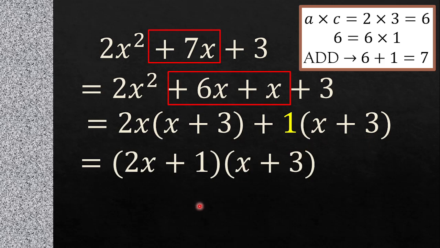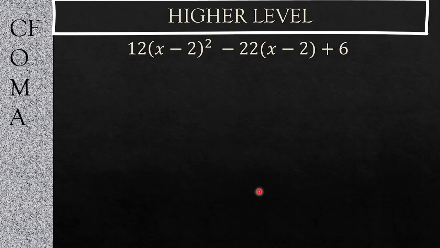So the order of the brackets also doesn't make a difference, as long as whatever sign belongs to the bracket stays with the bracket. You see, this is a plus 1, so this is a plus 1. That's a plus 3, so it's a plus 3. So I could have written this as x plus 3, 2x plus 1. It's multiplication. It's the same thing. Okay. Let's now look at a higher level question.